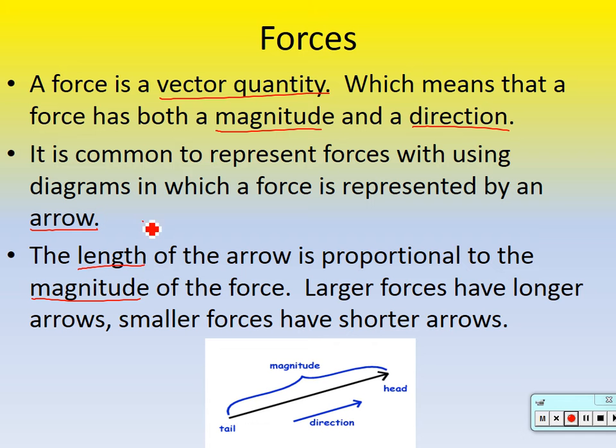Here's an example. If this arrow represents 10 newtons of force, how would I draw a vector that's 20 newtons of force? Double that size. How would you draw it, though? Twice as long, because it's twice as big. I don't know if that's twice as long. Close enough. Is that twice? Yes. Pretty close. Okay, so remember, the length of the arrow tells you the magnitude, so it does matter.